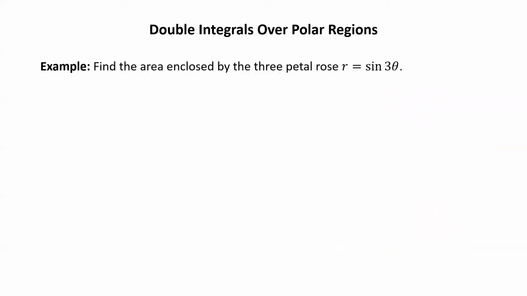Let's do one more example. Find the area enclosed by the 3-petal rose r equals sine 3 theta. Once again, go ahead and pause the video, try this yourself, and then resume the video to check your answer against mine.